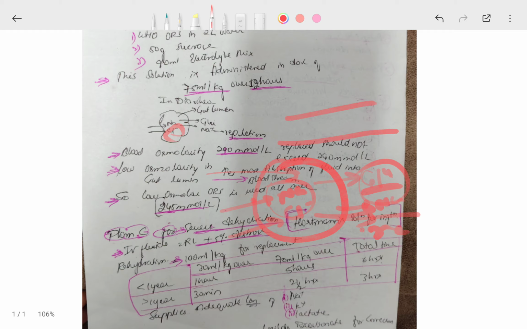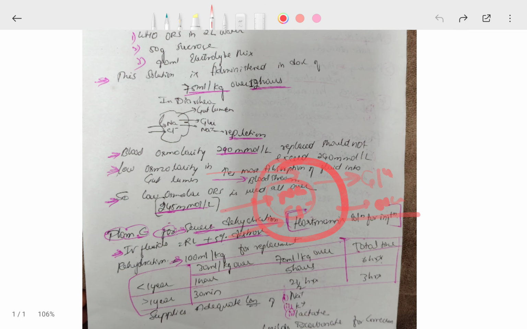When the blood osmolarity is more and the gut lumen osmolarity is less, blood osmolarity is 290 milliosmol per liter, whereas lumen osmolarity is 245 milliosmol per liter. So fluid moves from the high osmolarity to the low, so fluid is going back into the bloodstream, and you are preventing the watery diarrhea. This is the mechanism of the low osmolar ORS. So now the older ORS is replaced by the low osmolar ORS.